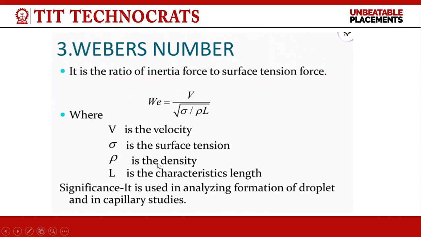Third one is the Weber number. Weber number is the ratio of inertia force to surface tension force. So the formula will come out to be We is equal to V upon under root of sigma divided by rho L, where V is the velocity, sigma is the surface tension, rho is the density, and L is the length.